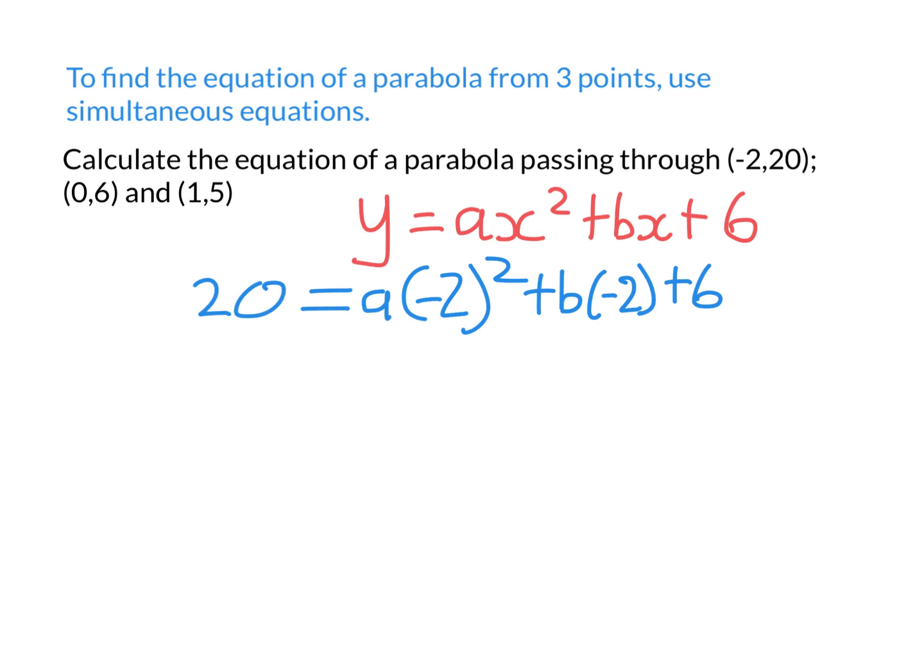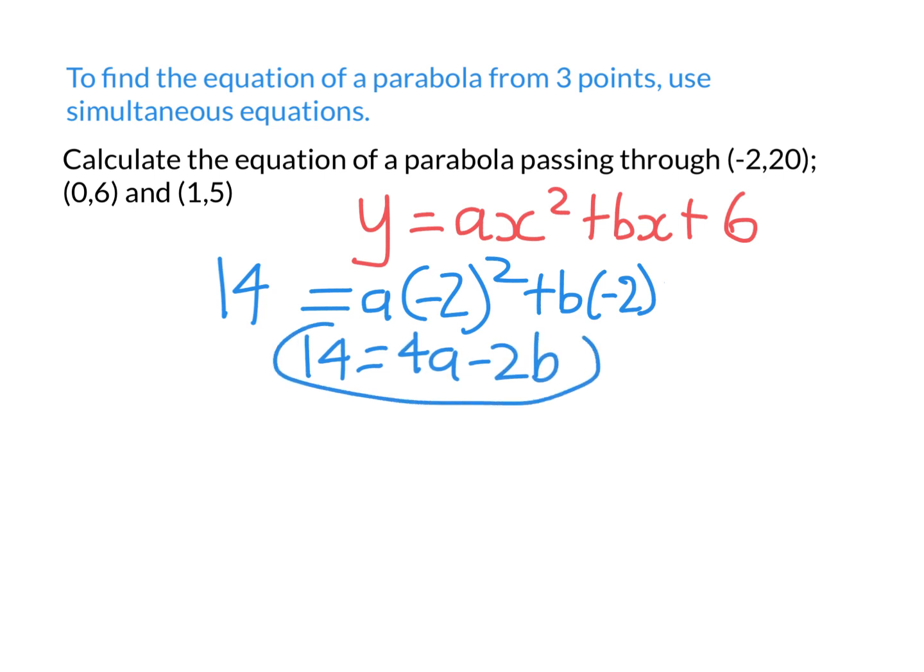So just to make this a little easier to work with, I'm going to subtract 6 from both sides. Subtracting 6 there makes that 14, and subtracting 6 over here goes away. Now negative 2 squared is positive 4. So this becomes the equation 14 equals 4a minus 2b. That is my first equation, which I obtained from this point here.